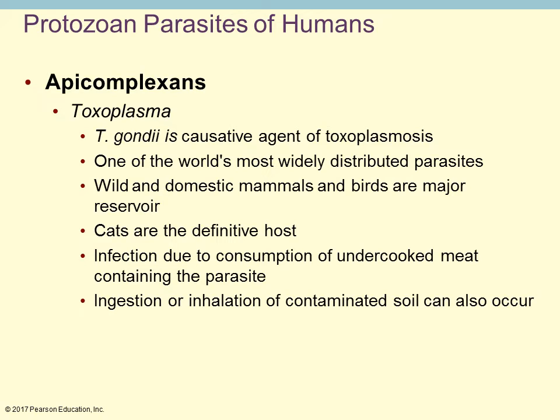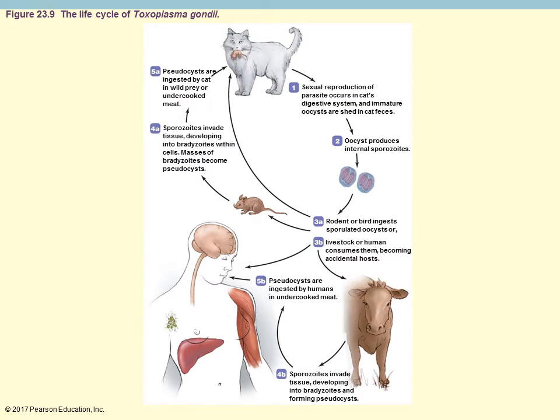Toxoplasma, there are reservoirs in both birds and mammals. Cats certainly are a definitive host. Infection is usually due to one of two ways. Either you're consuming meat that is contaminated and not cooked thoroughly, or you are ingesting or inhaling some of the contaminated soil. So cats are a definitive host.